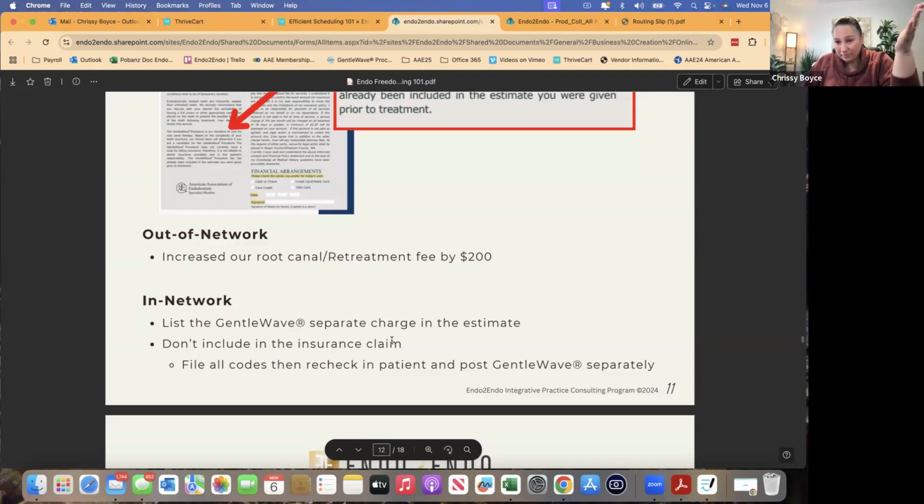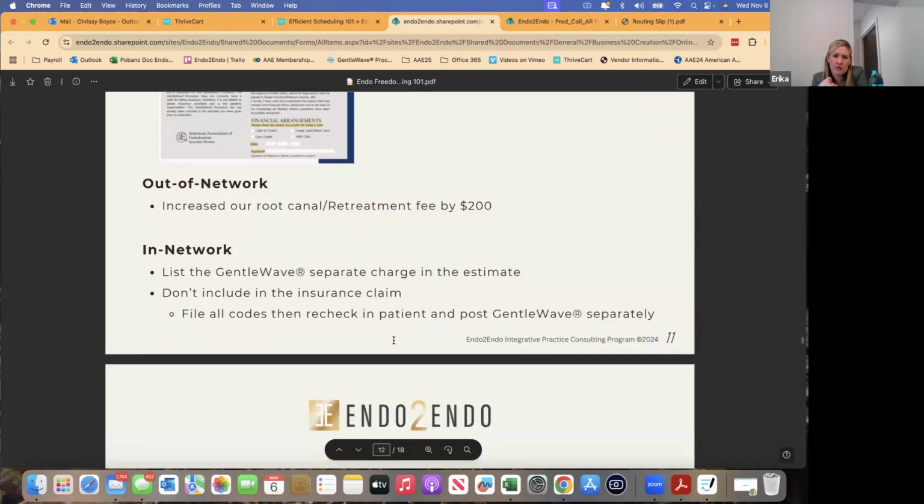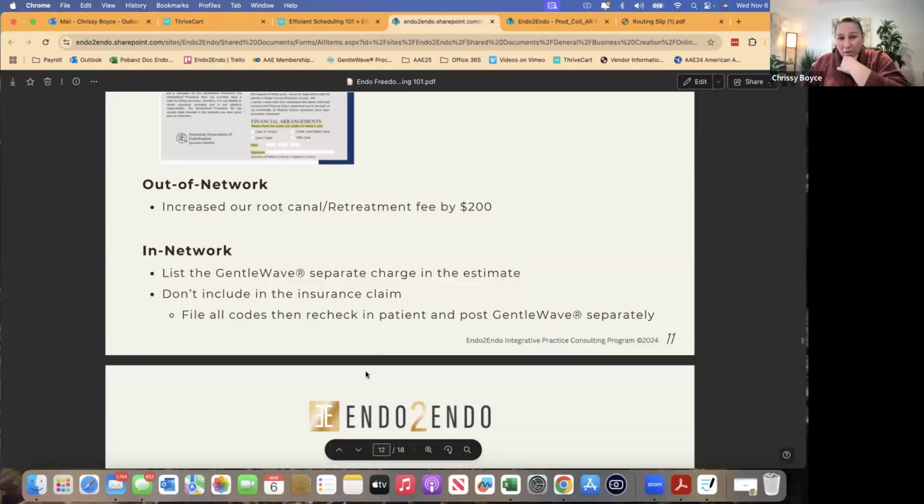Does that make sense? You mean 200? It says 200 there. Well, it needs to change to 300 because they're doing 300 now. Okay, thank you for pointing that out. I need to change this. It says increase the root canal treatment fee by, so you decrease it by 300, do the percentage on that, and then put it back in. Yes. Okay. Actually, this is just for Gentle Wave.